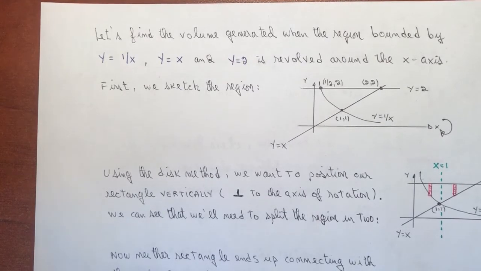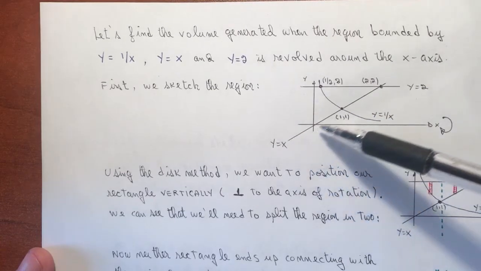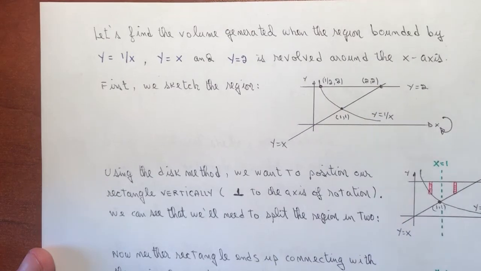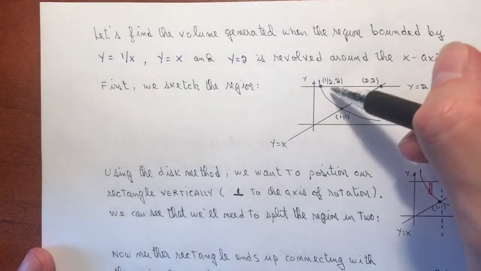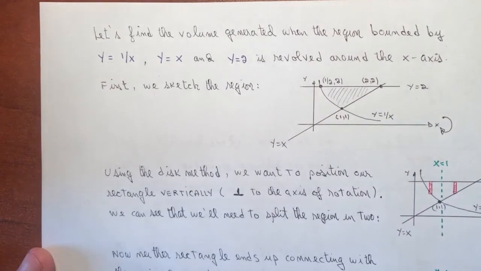So what region are we looking at here? It is bounded by 1 over x, y equals x, and y equals 2. So what is that region? Well, 1 over x, my rational function, y equals x, the bisector of the first quadrant, and y equals 2, my horizontal line. So this is the region right here, bounded by all three curves.